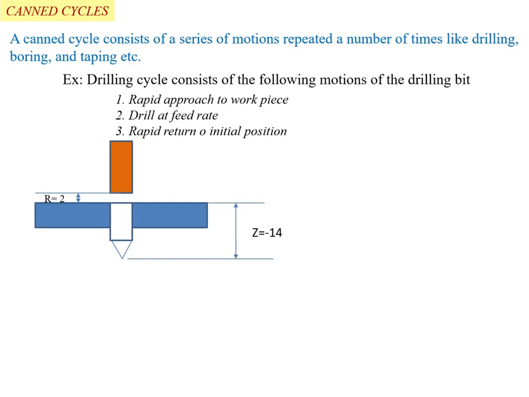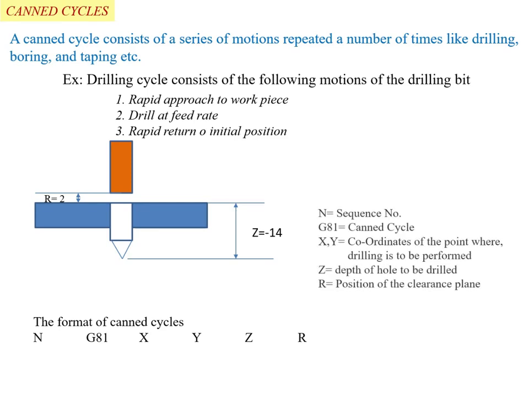So this has a certain format. The format for the canned cycle is N, G81, X, Y, Z, R, F. Here N is the sequence number, which means the block number. G81 is the canned cycle code for the drilling operation. X, Y are the drilling location. Z is the depth of the hole to be drilled. R is the position of the clearance plane. And F is the feed rate.